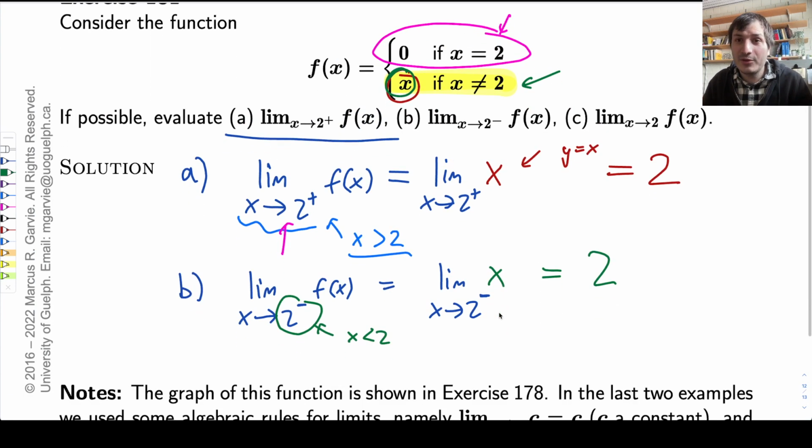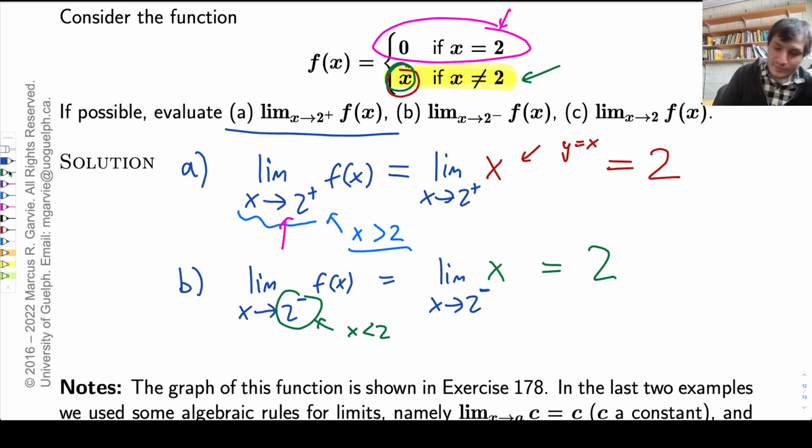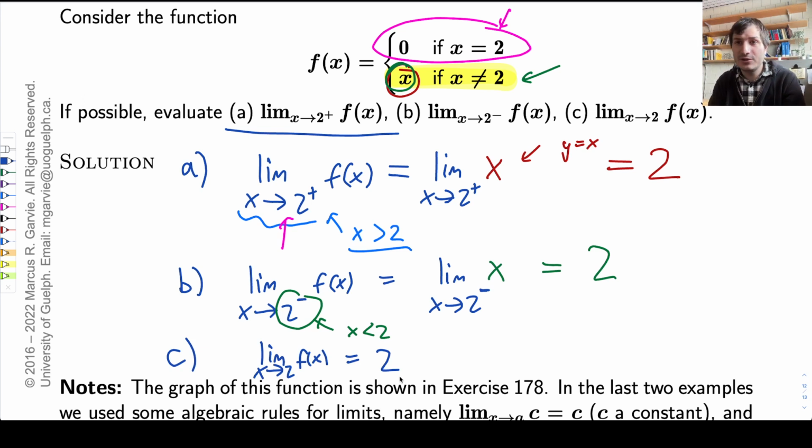So if both limits are 2, the left limit is 2, the right limit is 2, by the result for two-sided limits, therefore the limit as x goes to 2 of f of x is also 2. As soon as they are equal to each other, in this case they're both equal to 2, then the two-sided limit exists and is equal to 2. And there you go. That's it.